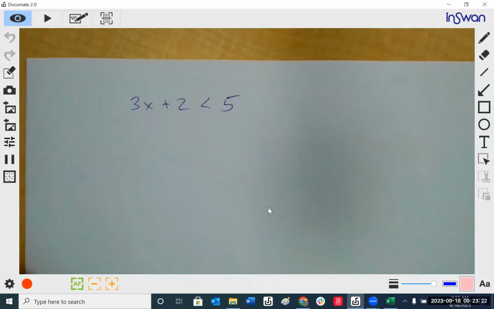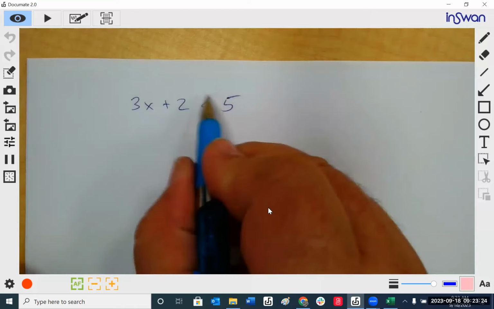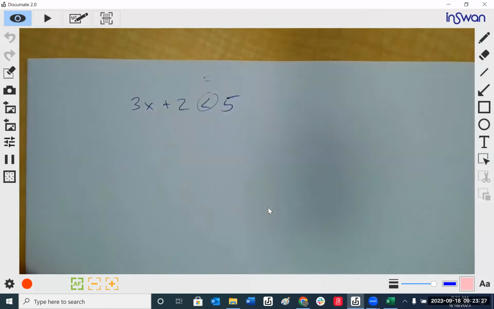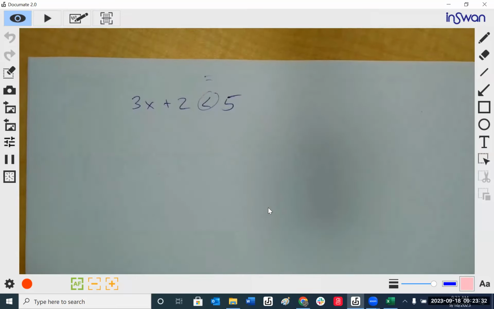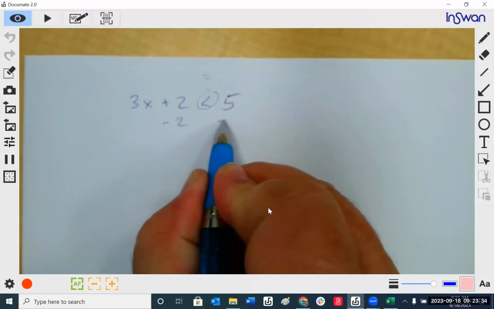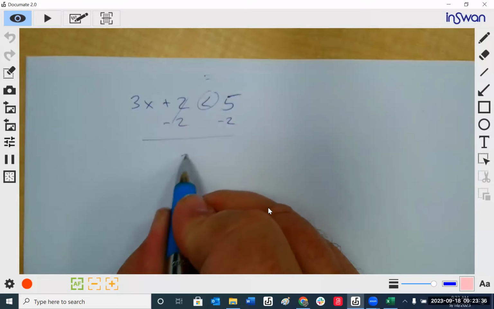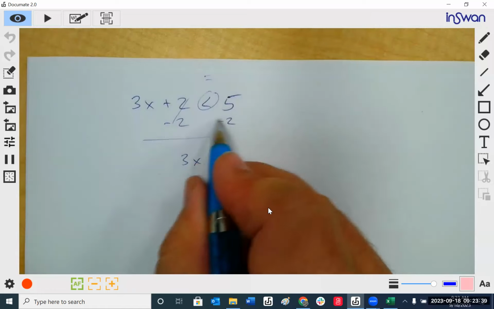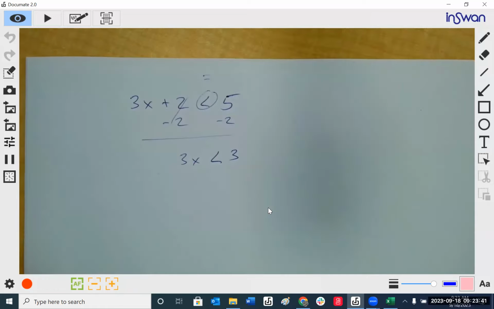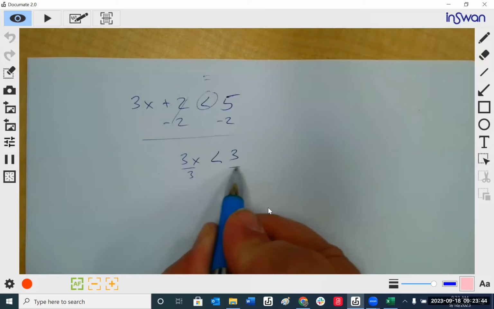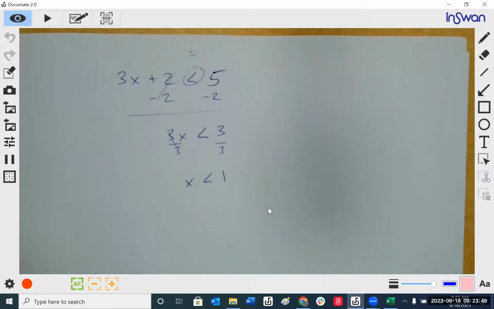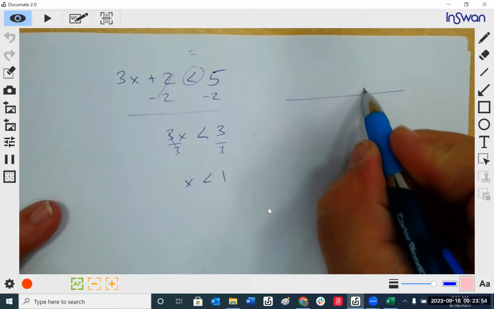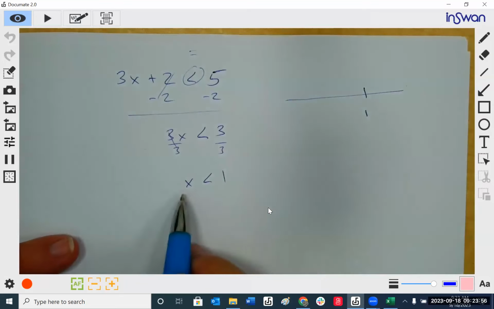For example, like this, how would you solve it? Treat that as an equal sign, the same way. So what do you have to get rid of first to solve for x? Yeah. So we subtract 2 from both sides. 5 minus 2 is 3. And then we divide by 3. So x is less than 1. X is less than 1.